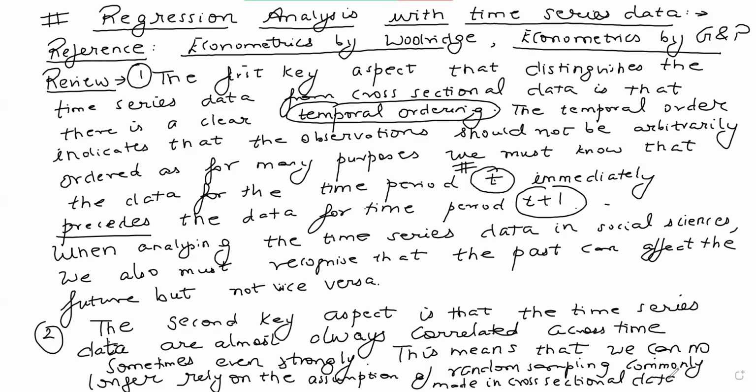In the cross-sectional data, we talk about random sampling, and we also make the assumption that there is no autocorrelation. But both these assumptions get violated in the time series data. We can no longer assume random sampling, and we can no longer assume that there will not be any autocorrelation, because observations will tend to be correlated across time. So I hope all students attending this lecture have understood points 1 and 2.